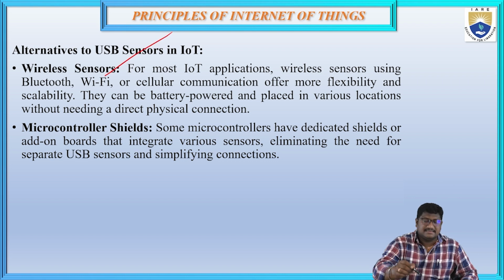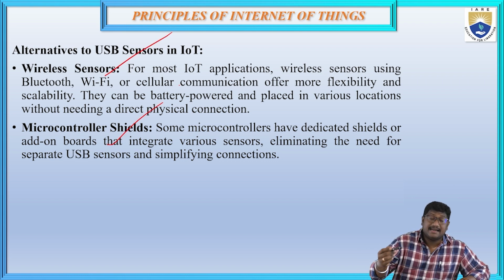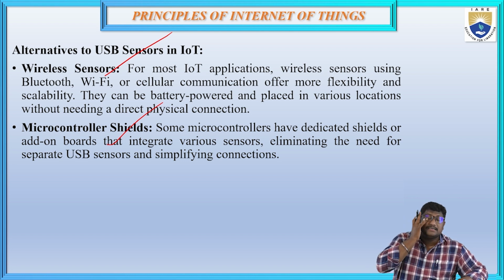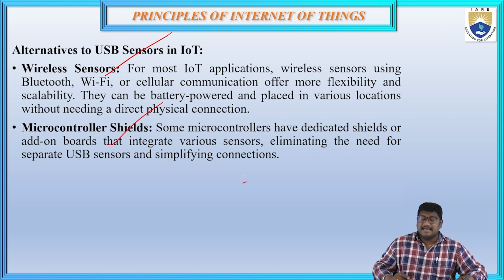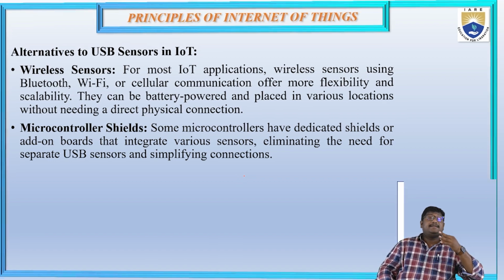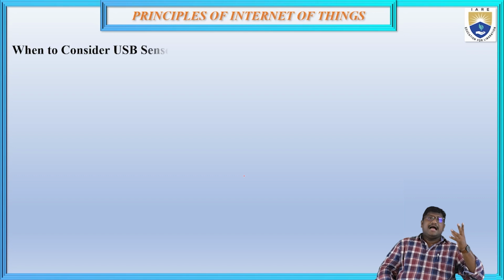And along with wireless sensors, we can also use an alternative which is called microcontroller shields. Some microcontrollers have dedicated shields, which are add-on boards that integrate multiple kinds of sensors, eliminating the need for separate USB sensors and simplifying connections. These are the two different things, wireless sensors and microcontroller shields, which can be used as alternatives for USB sensors in our IoT system.